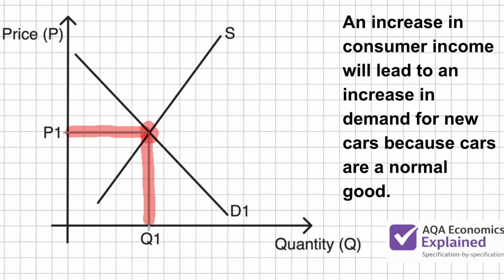While I'm doing this on the diagram, I start writing my answer. I write, an increase in consumer income will lead to an increase in demand for new cars because cars are a normal good. That sentence immediately shows the examiner that I understand why demand is changing.